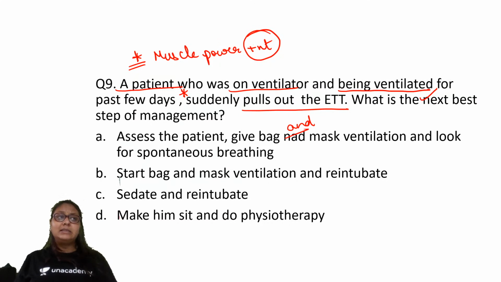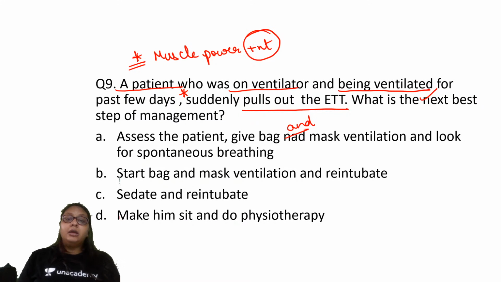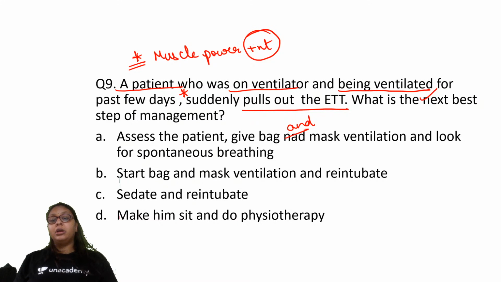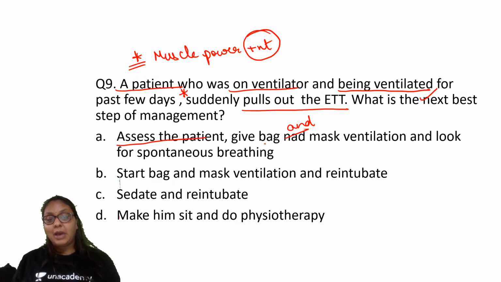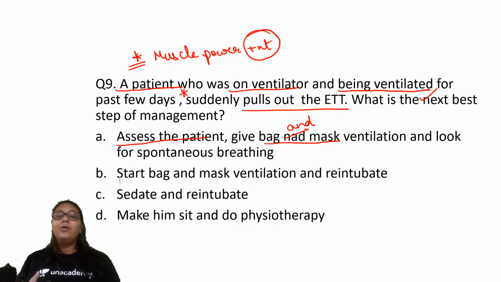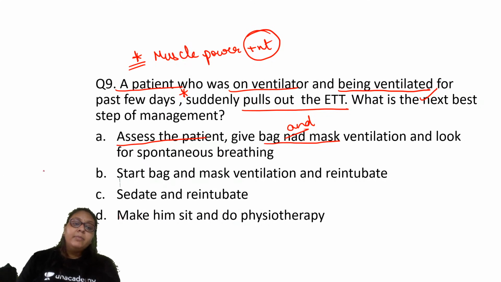We just have to assess the patient, whether the patient can maintain saturation and the work of breathing is not increased. Initially we will give bag and mask, and then see how the spontaneous breathing is. If the patient is able to maintain saturation, it's okay. We'll continue the patient on room air or a face mask. There is no need to re-intubate.